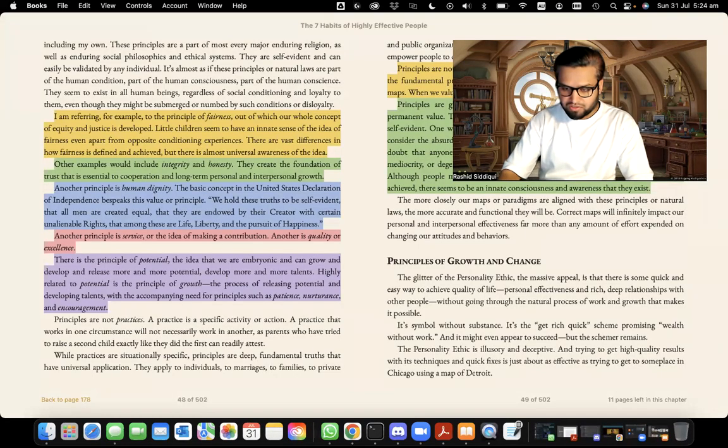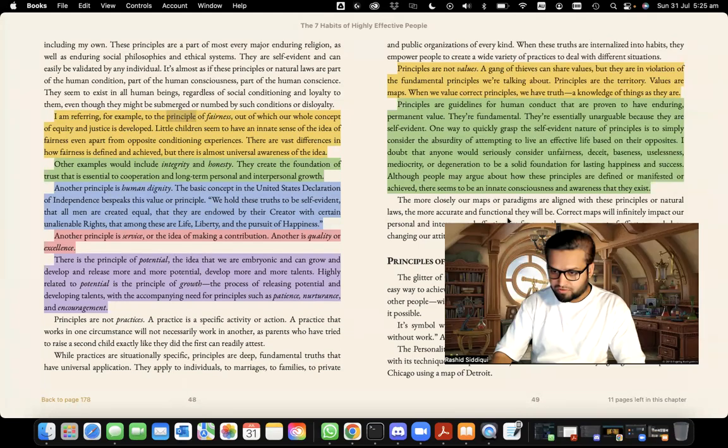Okay, the book which you see here on my screen is the 7 Habits book, a very famous book, The 7 Habits of Highly Effective People. Here in this chapter, which talks about the inside-out approach to lead our life, it explains a difference between something which we call principles and something which we call values.